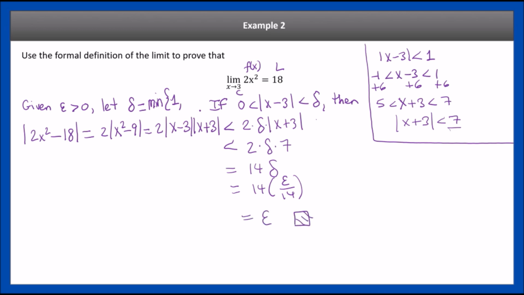Okay, so we've shown that it's less than epsilon. And so now we can say that delta is the minimum between 1 and epsilon over 14. Okay, so delta is some number, right, which could be whichever number is smallest, 1 or epsilon over 14 basically. But we found a corresponding delta that would give us what we wanted for the proof. Okay, all right, so let's go ahead and take a look at the next one.